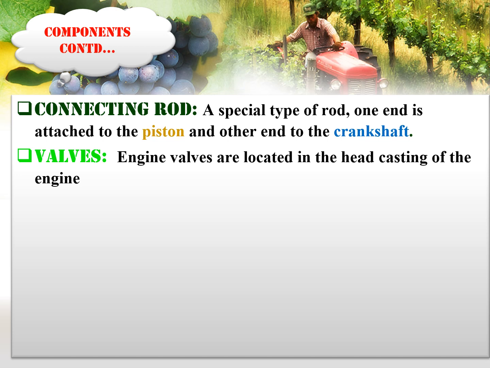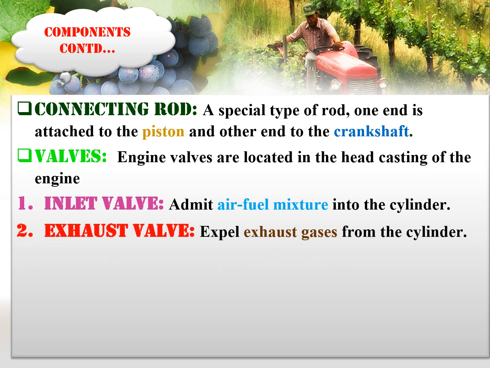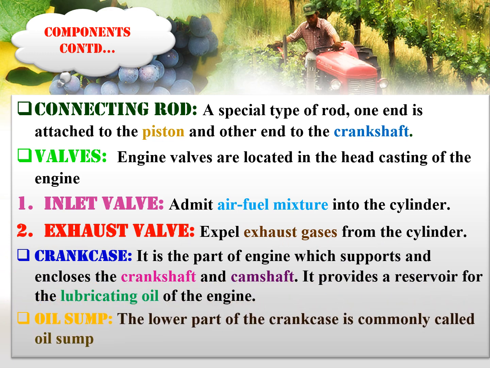From the name itself, the connecting rod connects the piston and crankshaft. The two commonly used valves are inlet valve and exhaust valve. The inlet valve admits air-fuel mixture into the cylinder and the exhaust valve expels exhaust gases from the cylinder. The part of IC engine which covers the crankshaft and camshaft is known as crankcase. The bottom portion of IC engine is known as oil sump.